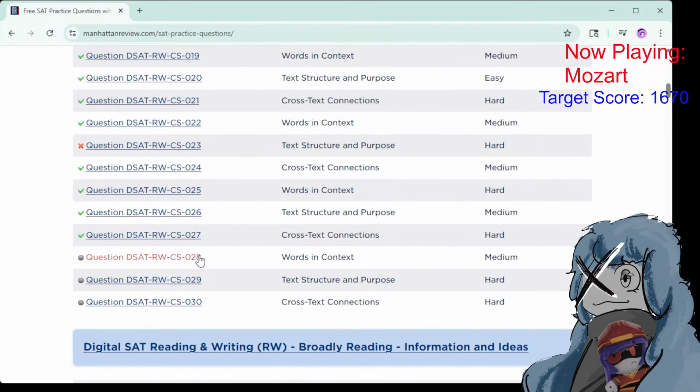This is tough. We don't have too much time.